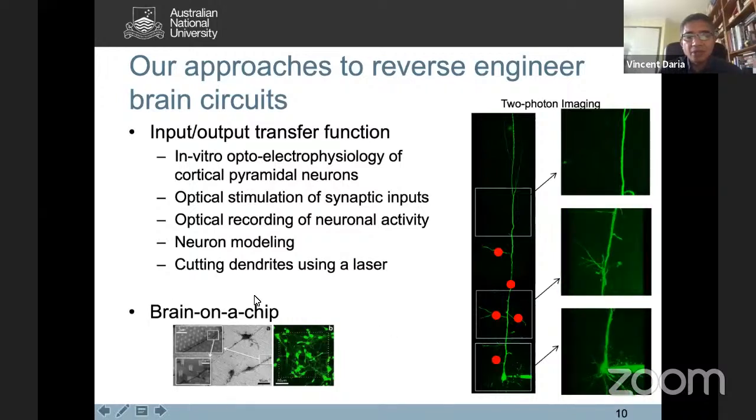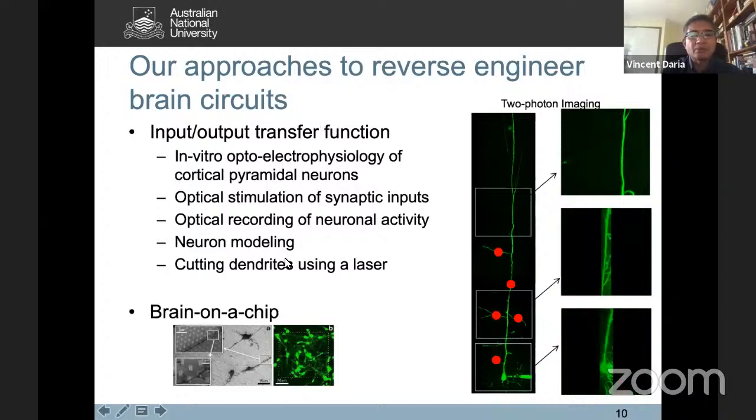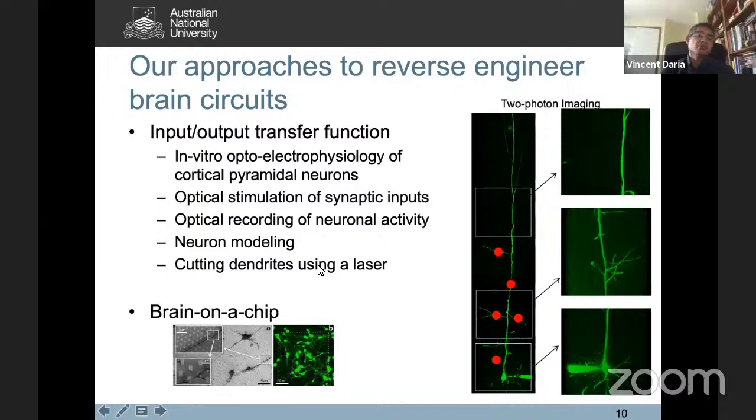But I'm not going to give you some of this in this talk. I don't think I have time, but I'll describe to you this first part here, which is how we try to use optics to understand how our brain works.